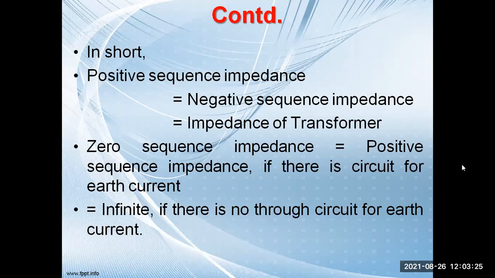For a delta connected circuit, for a transformer, let us say a delta connection is there, primary and secondary. Secondary is delta connected. In that case, what should be the zero sequence impedance? If there is no through circuit, what should that be?